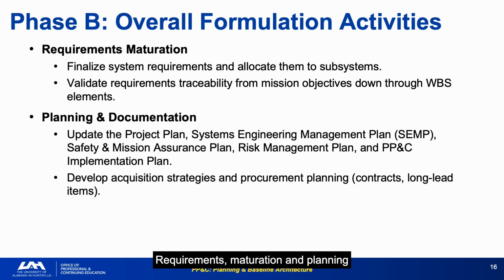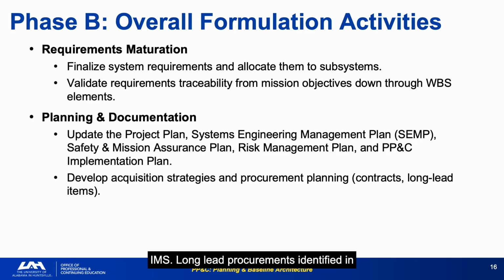Requirements maturation and planning documentation updates are the backbone of Phase B, ensuring that what the project committed to in Phase A remains achievable, given what the design team has learned. Interface control documents, ICDs, and the acquisition strategy are the two most schedule-critical Phase B products that PP&C must track. A slipped ICD can delay subsystem work. A delayed contract can cascade through the entire IMS.